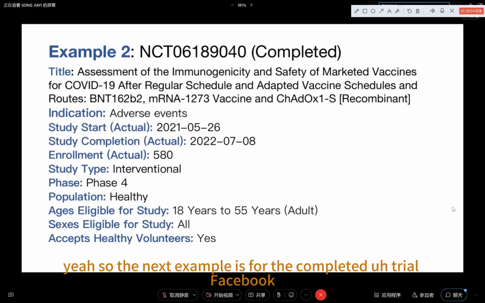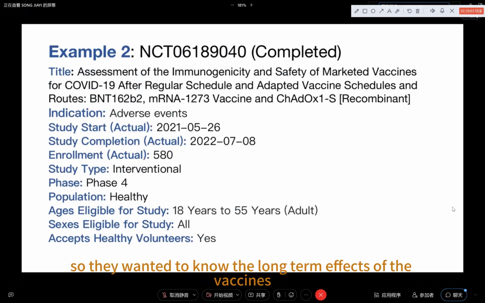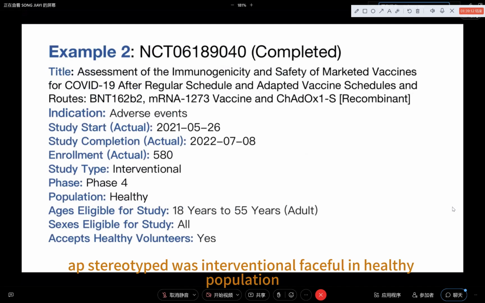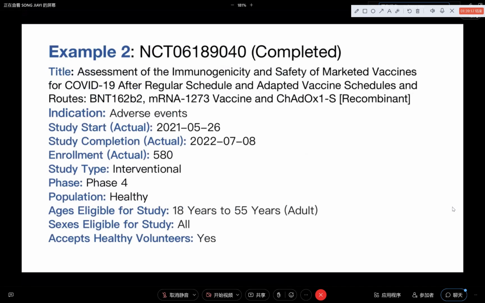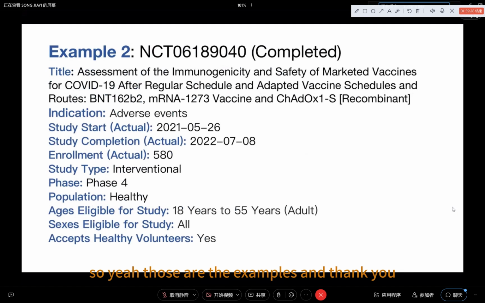The next example is for a completed phase 4 trial. So it's the title. And for this trial, the indication was adverse events. They wanted to know the long-term effects of the vaccines, the after effects of the vaccines. Enrollment was 580. Study type is interventional, phase 4, in a healthy population. They accept healthy volunteers because this is a vaccine trial. So yeah, those are the examples.